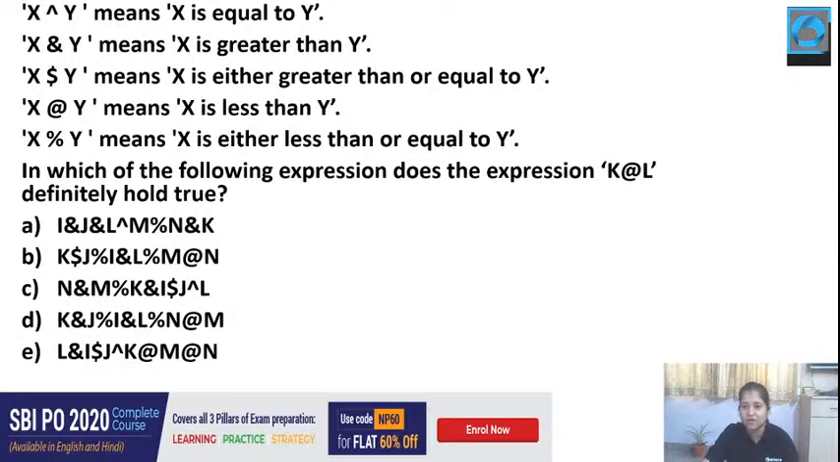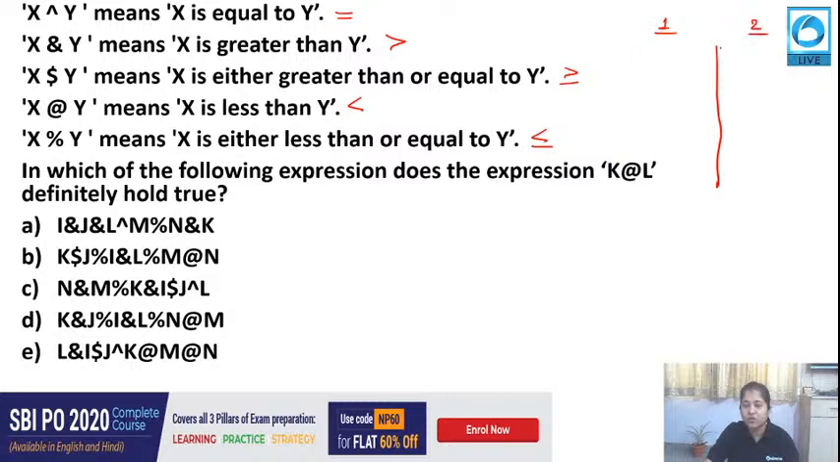Let's make the group of symbols here. So this is equal to, right? What is the meaning? This is equal to. Ye directly they were given hai. This is greater than, either greater than or equal to. This is less than and this is either less than or equal to. Right? So if you make symbols here, group 1 and group 2.